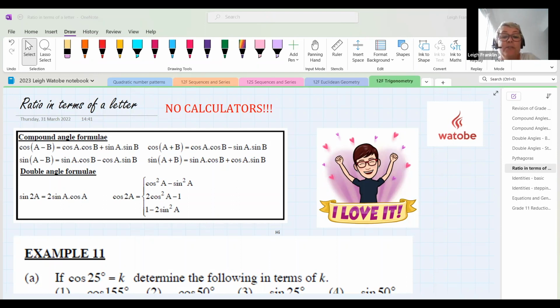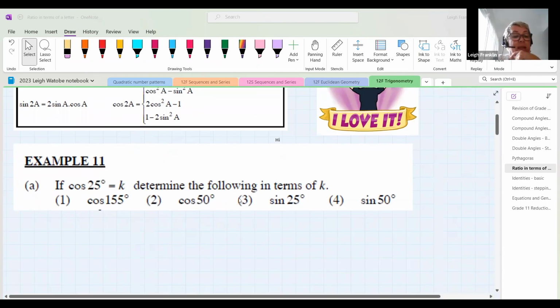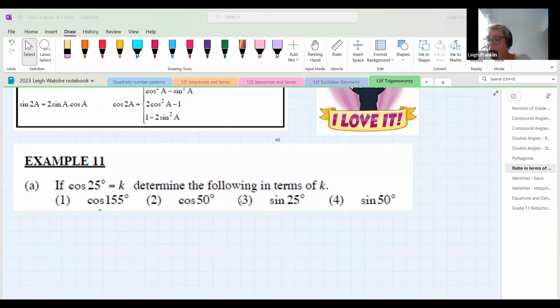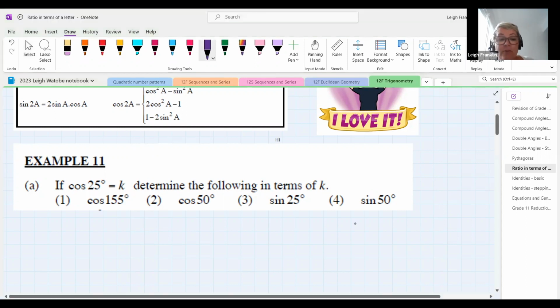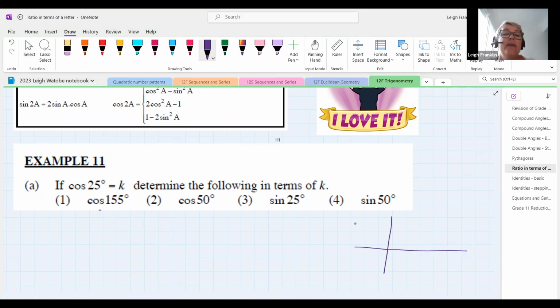All right, so the first thing comes up and it says, if the cos of 25 is equal to k, determine the following in terms of k. So these sorts of questions are related to the questions on Pythagoras. And even though it doesn't say so, we can still draw a diagram. The difference between these sorts of questions and the Pythagoras questions is that here you are always going to be working in the first quadrant, because the angle that they give you over here is always going to be acute.